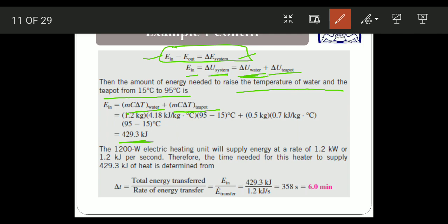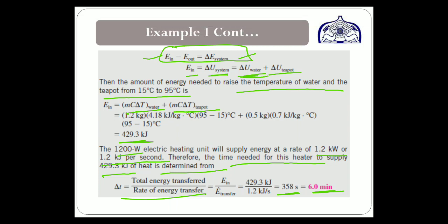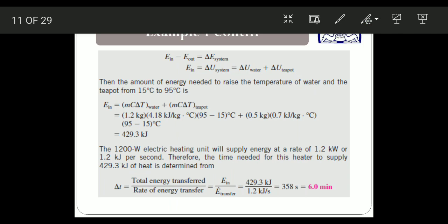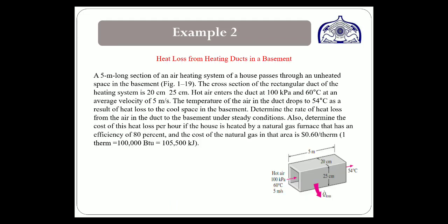Now it is mentioned in the question that the 1200 watt electric heating unit will supply energy at the rate of 1.2 kilowatt or 1.2 kilojoule per second. Therefore, the time needed for this heater to supply 429.3 kilojoule of heat is determined from this equation. Delta t is equal to total energy transfer upon rate of energy transfer, that is nothing but energy in upon rate of energy transfer, that is 429.3 kilojoule upon 1.2 kilojoule per second. This will give you 358 seconds, or in minutes we can write it as 6 minutes. This is the time required to raise the temperature of the water from 15 degrees Celsius to 95 degrees Celsius. Okay, so I hope you understand this question.